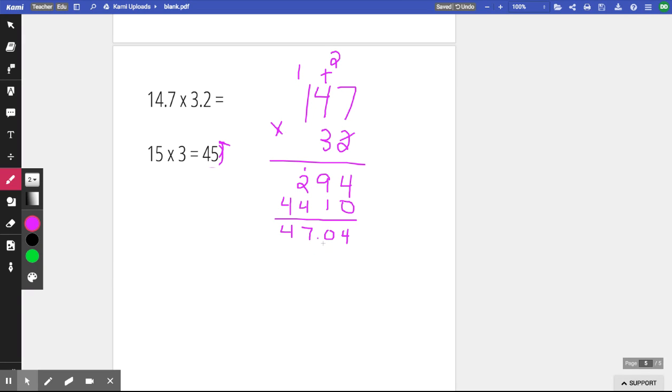I'm going to have to place my decimal point between the 7 and the 0. When I place my decimal point between the 7 and the 0, I have an answer of 47 and 4 hundredths. So that's pretty close to 45.